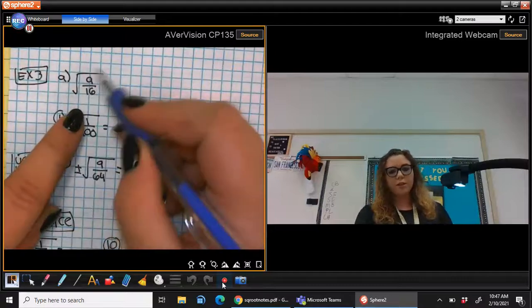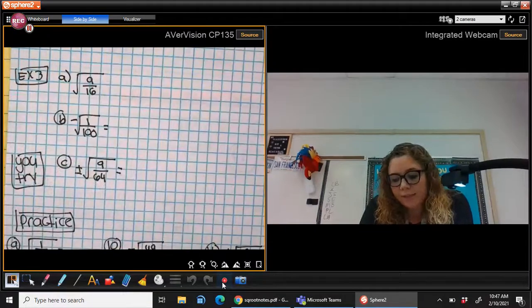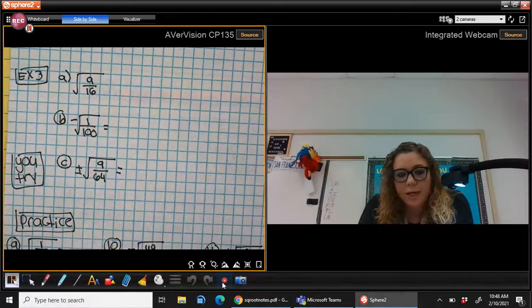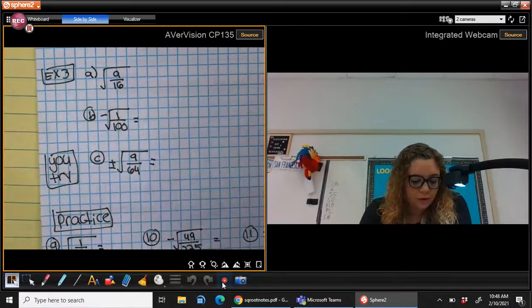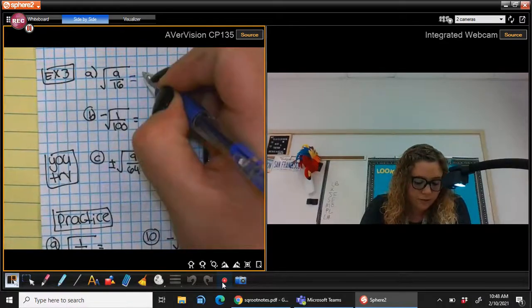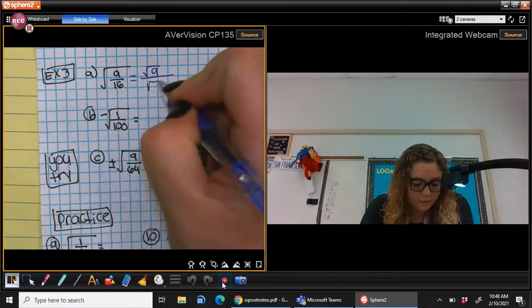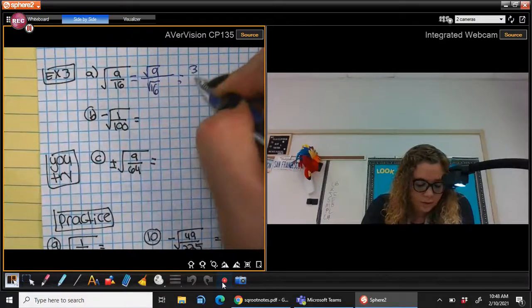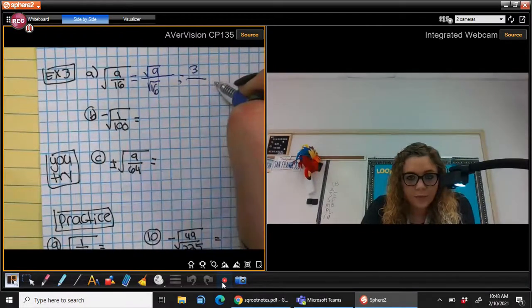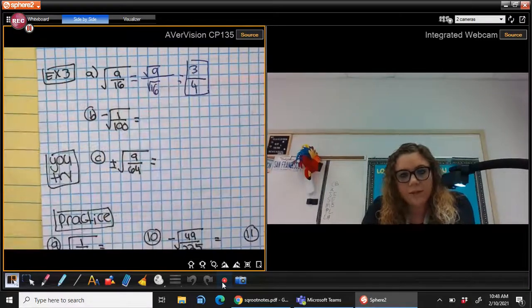Anytime you have a fraction with a square root over it, you first want to see if you can simplify that any further. Can you simplify that any further? No. If you can't, then you're going to break the square root apart. So you're going to take the square root of the top, and you're going to take the square root of the bottom. What times what will give you 9? 3. What times what will give you 16? 4 times 4 will give you 16. So my answer is 3/4.